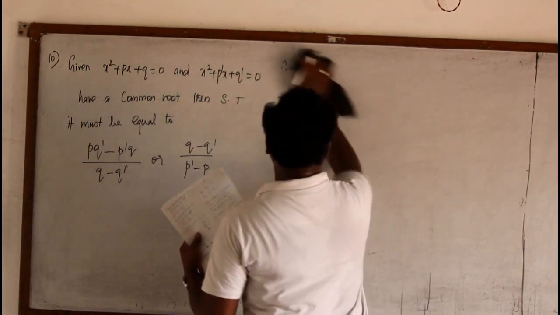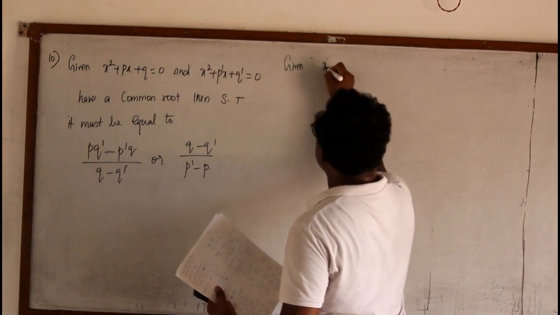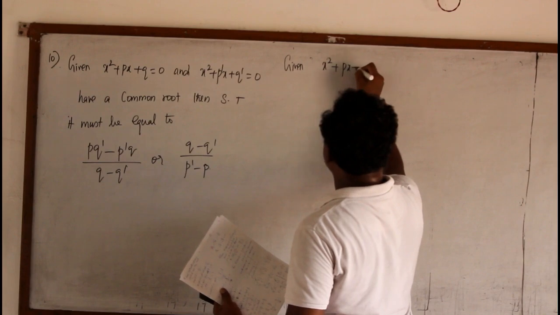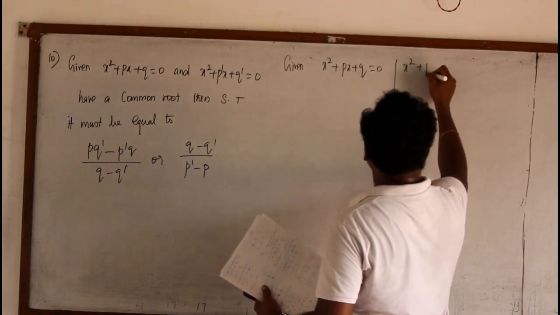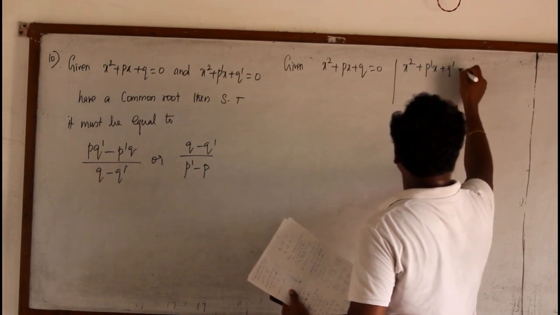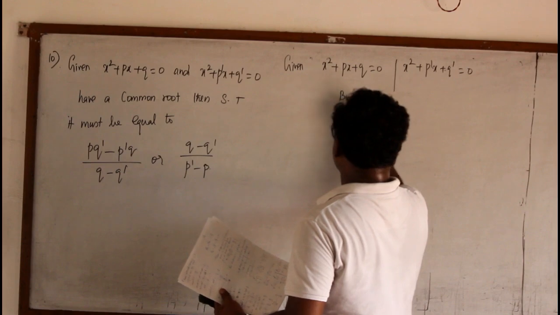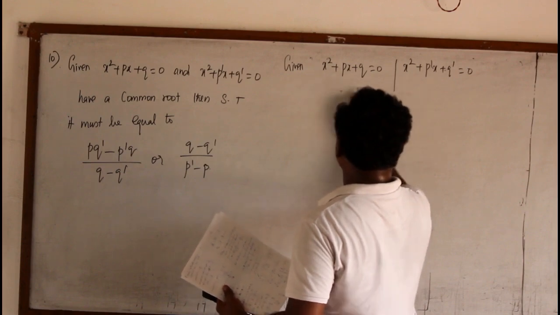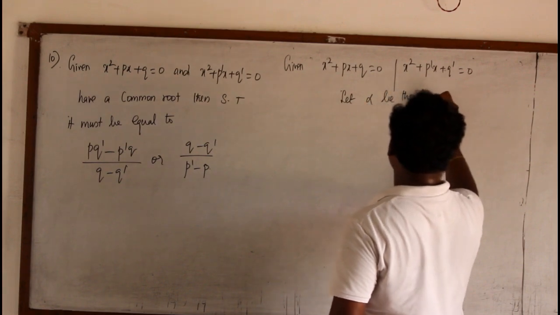Now, shall I go like this? Given x^2 + px + q = 0 and x^2 + p'x + q' = 0, both have, let alpha be the common root.